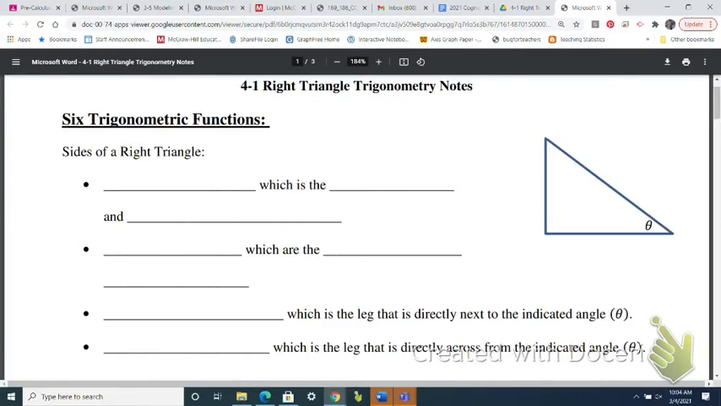Good morning. Today we are going to do 4-1 right triangle trigonometry. So first we need to review how the sides of a triangle relate to an angle.